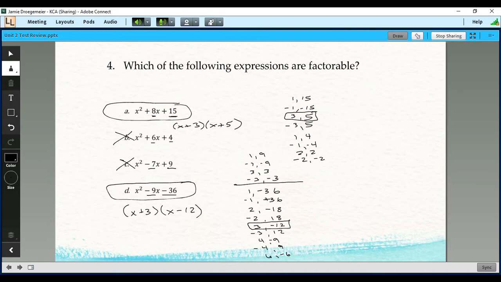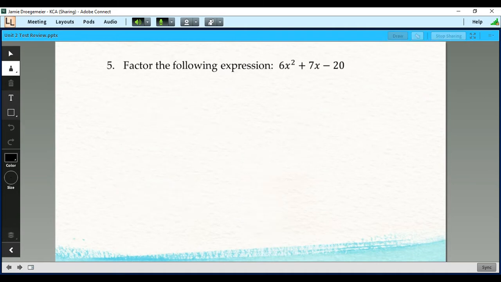All right, moving on then to number 5. In this one, they ask us to factor this expression, 6x squared plus 7x minus 20. So this time we do have a leading coefficient that's not 1, it's something other than 1. And when we talked about these situations, we had some steps to go through. We first wanted to see, is there a GCF, a greatest common factor? In this case, I don't have a GCF.